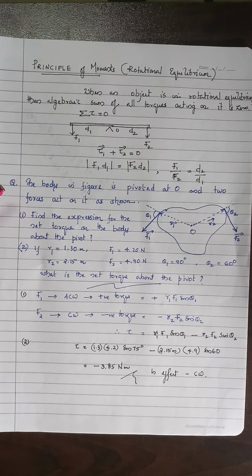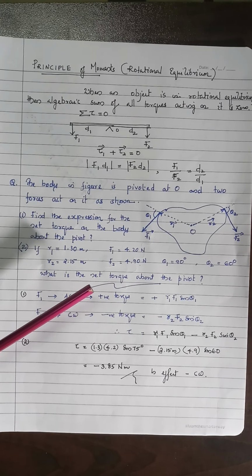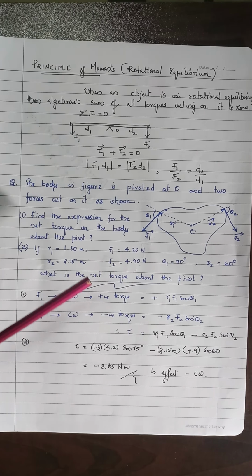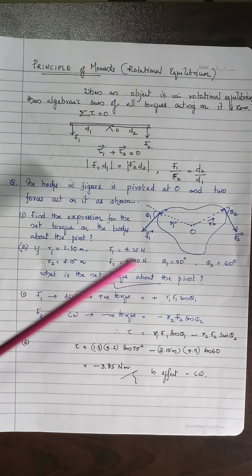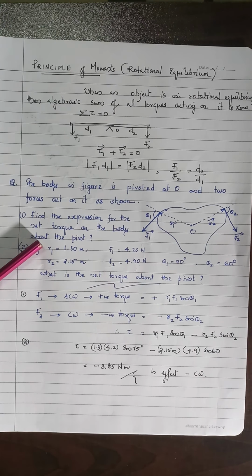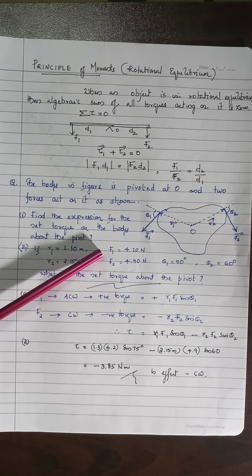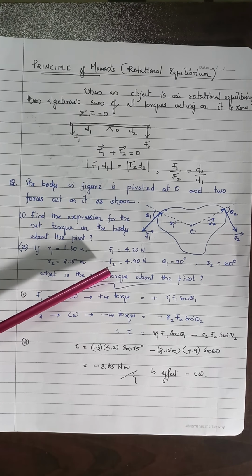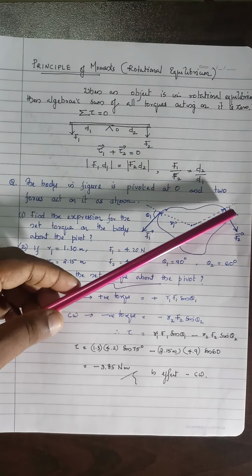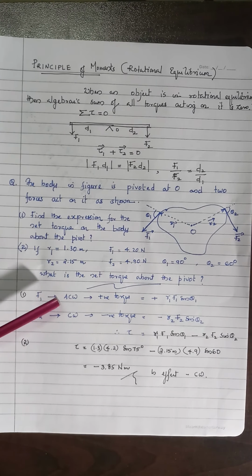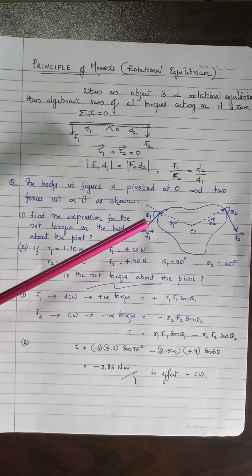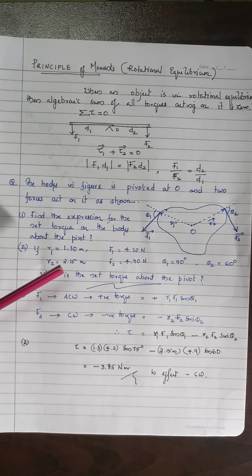See, we can go with some problems relating to torque. The body in the figure is pivoted at O, and two forces are acting on it. We can say it is a frictionless pivot. Because of the application of F1 and F2, we have to find the expression for the net torque acting on it. If R1 is equal to 1.3 meter, R2 equal to 2.15 meter, F1 is equal to 4.2 Newton and F2 is equal to 4.9 Newton, and if theta 1 is 90 degree and theta 2 is 60 degree, then what is the net torque about the pivot? And keep in mind that F1 will give an anti-clockwise torque, that is the positive value.